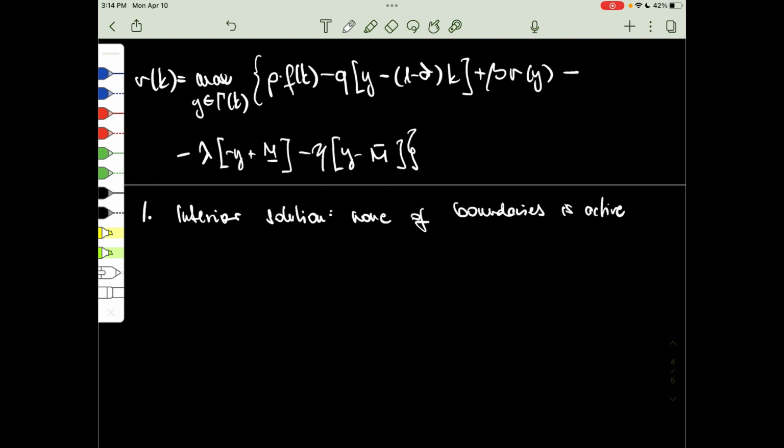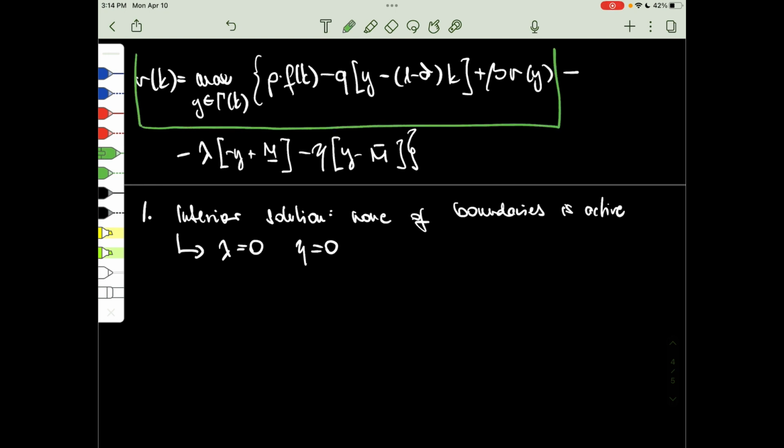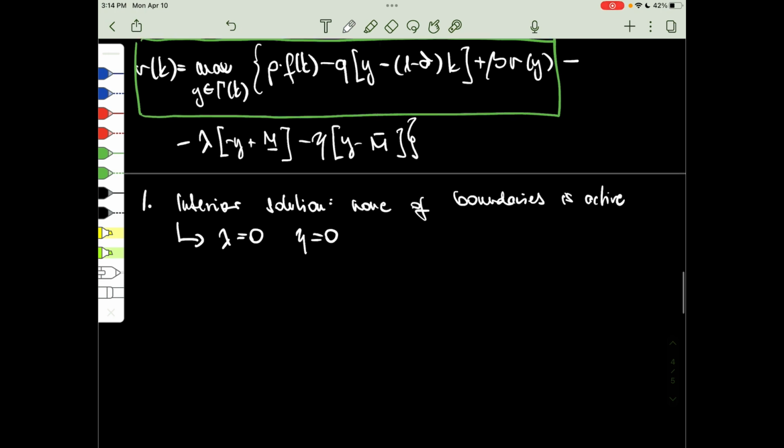So in this case, the two Lagrangian multipliers are zero, inactivating both of the boundaries, and we need to solve only this part of the Bellman equation. And here we go. This is what we have.